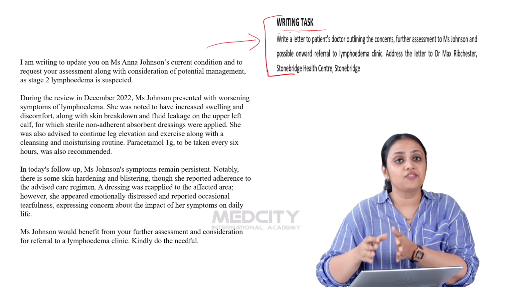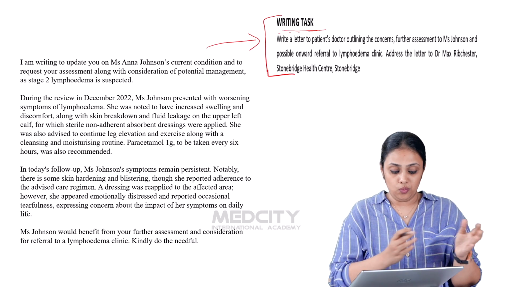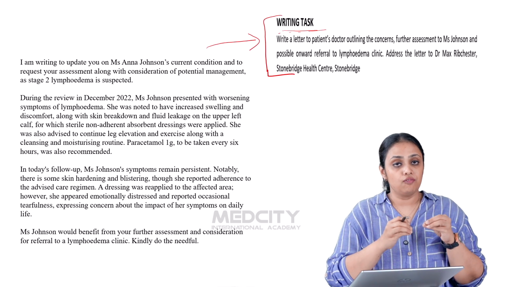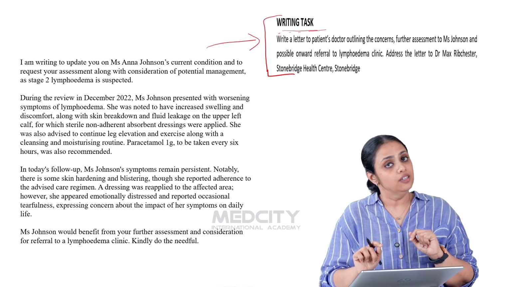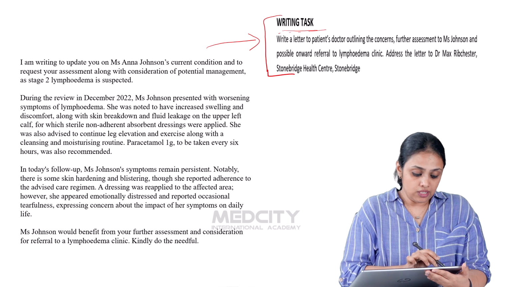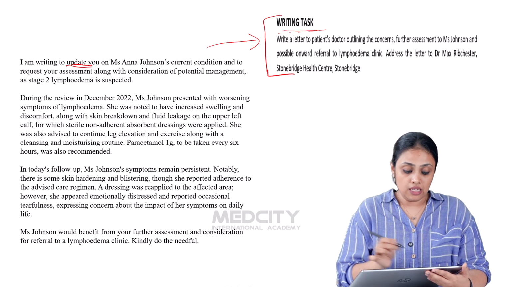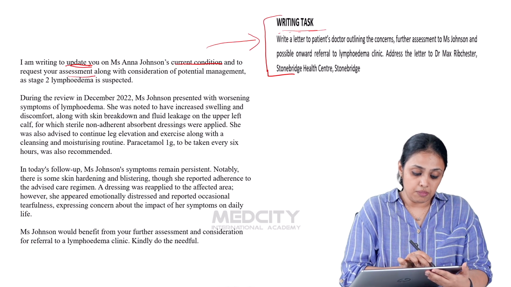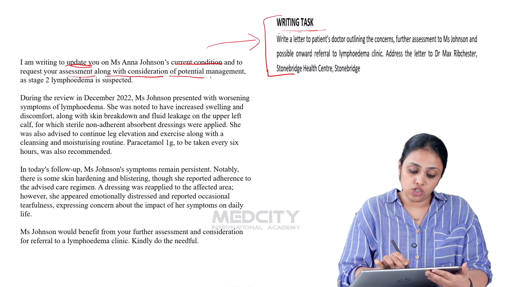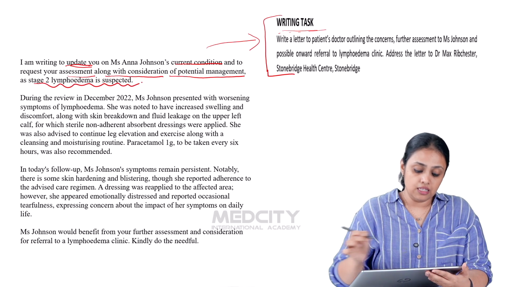Keep this on the side of the screen so that you can always relate to it. Whenever you go through every sentence or every paragraph in the letter, you have to connect it or tag it with the writing task. The purpose goes like this: I'm writing to update you on Miss Anna Johnson's current condition and to request your assessment along with consideration of potential management as stage 2 lymphedema is suspected.